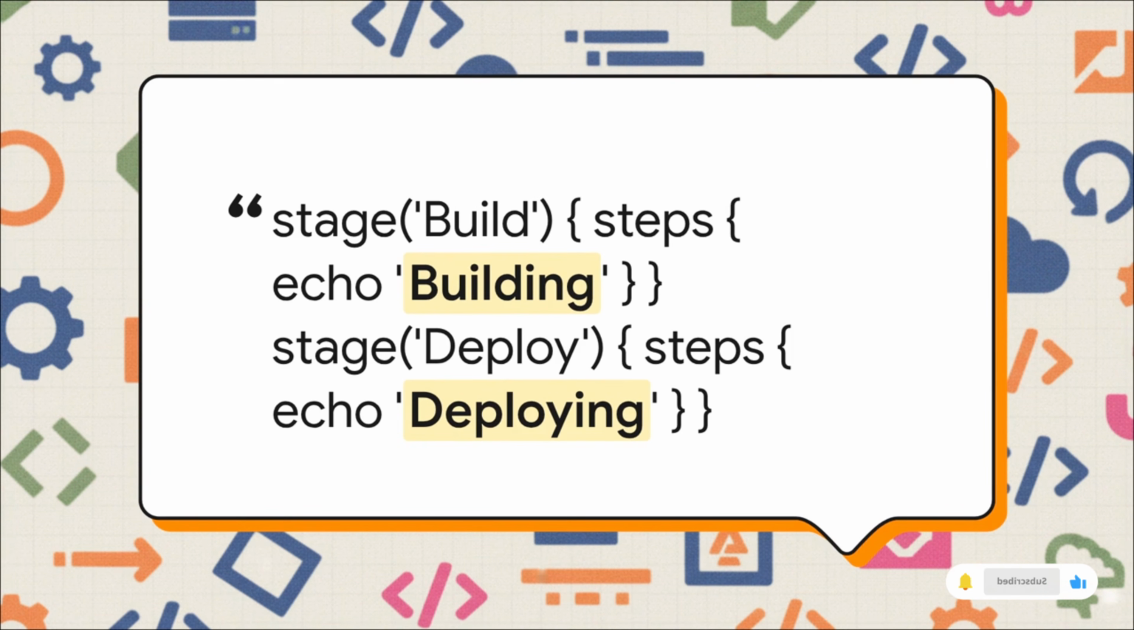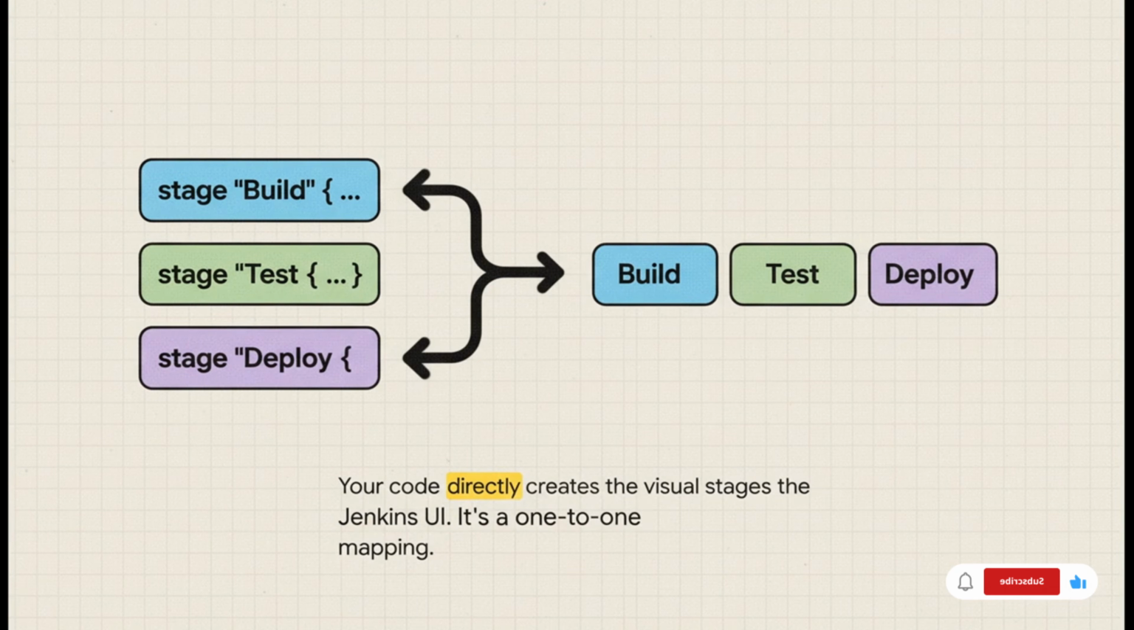Pretty straightforward. And this is the beautiful part. When Jenkins runs this file, it literally reads your code and builds a visual pipeline from it. The stage build in your code becomes the build box you see in the UI. It's a perfect one-to-one translation from your blueprint to the final structure.